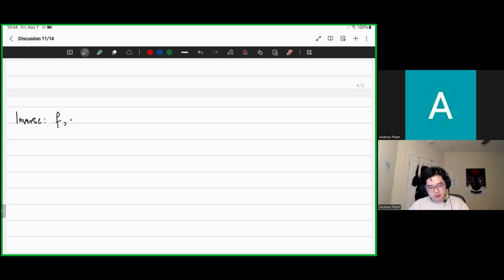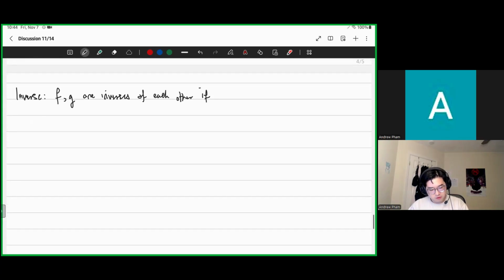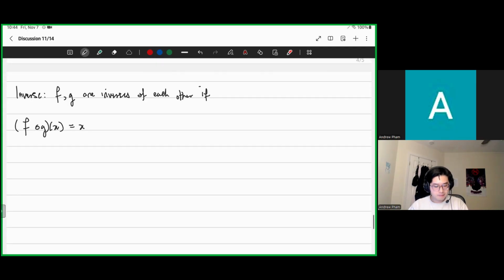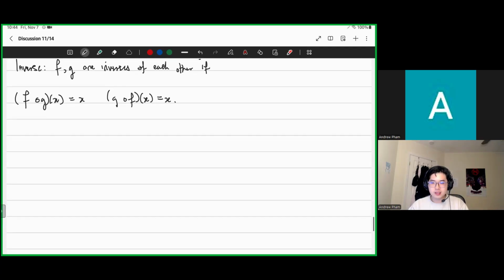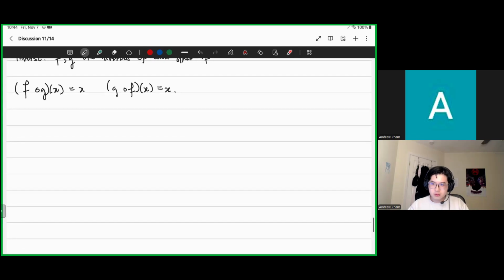Two functions f and g are inverses of each other if a condition is satisfied: if the forward composition is equal to identity and the backwards composition is also equal to identity. That's what a logarithm does; the main function of a logarithm is to play this role for an exponential.